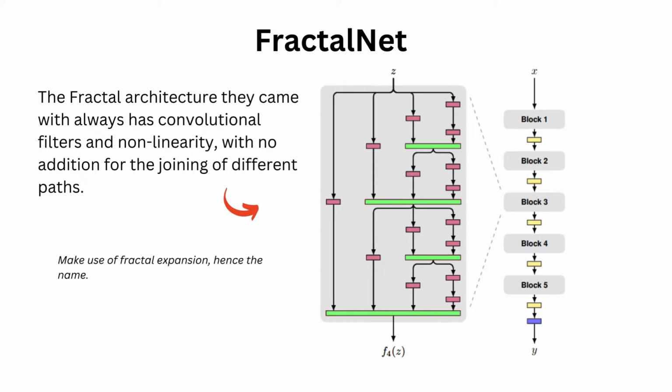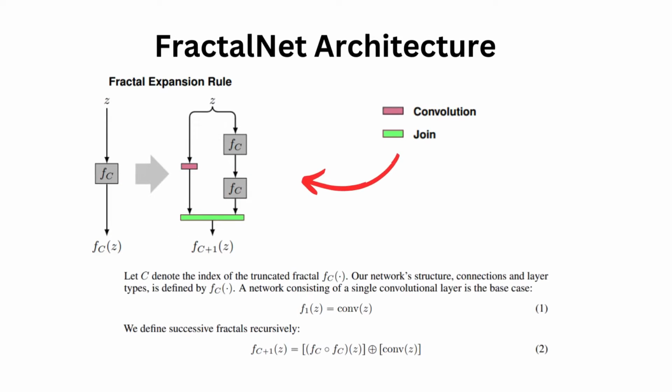In this setup, there are multiple paths. Every element within the block has a convolution filter and a nonlinearity attached. The network makes use of fractal expansion rules to build the structure that we see on the right. The fractal expansion rule looks like this. It involves three main components: a convolution, a join operation, and an expansion of the previous function.